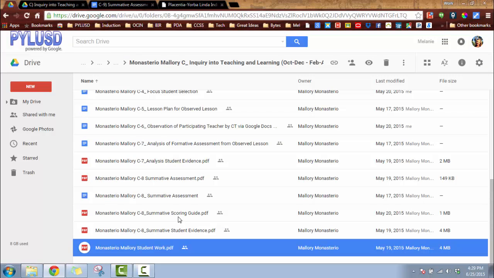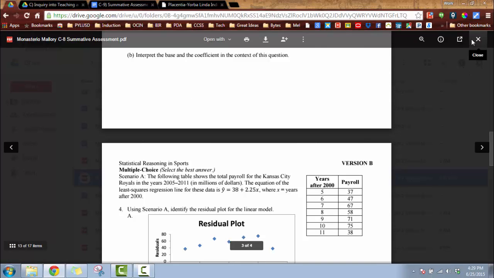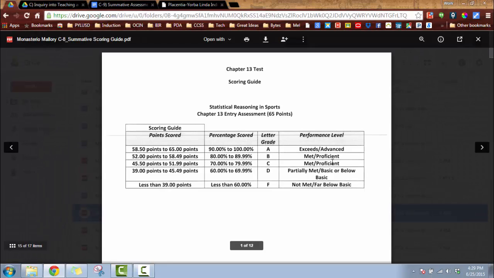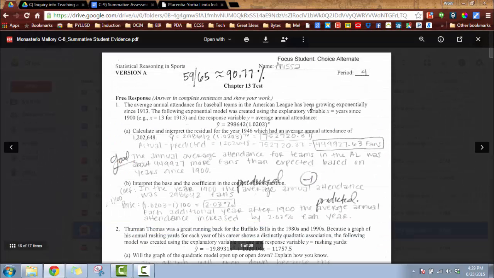In Mallory's folder. Again, this is one of my PTs that has already graduated from the program, and she allowed me to show this as an example. So she gives an example of her summative. This is a blank. She gives an example of her scoring guide that tells you what. Now, we did performance levels last year. This year, they're achievement levels, so hers will not align directly with yours. And then the summative student evidence, where she actually labels the focus students.